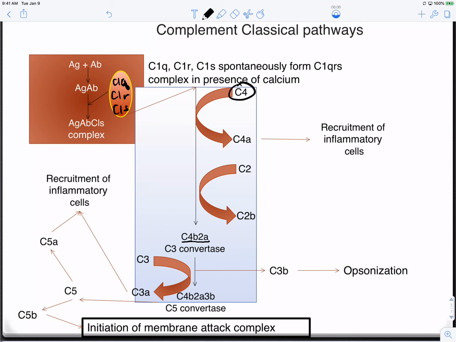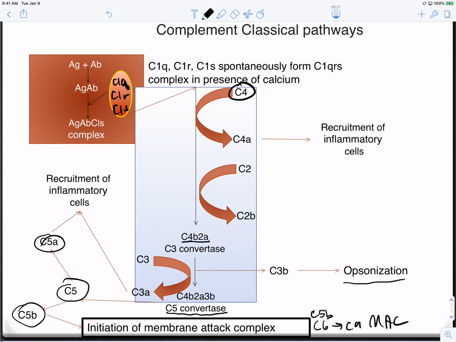Once C3 is converted, you get that opsonization by the C3b, and then C3b can also form what's called a C5 convertase, which is basically an enzyme that can now cleave C5. And so it'll cleave C5 into C5a and C5b. C5b, of course, will go on to form the membrane attack complex with C6 through C9.